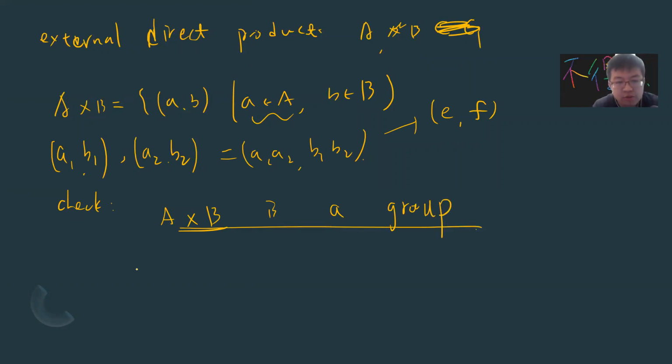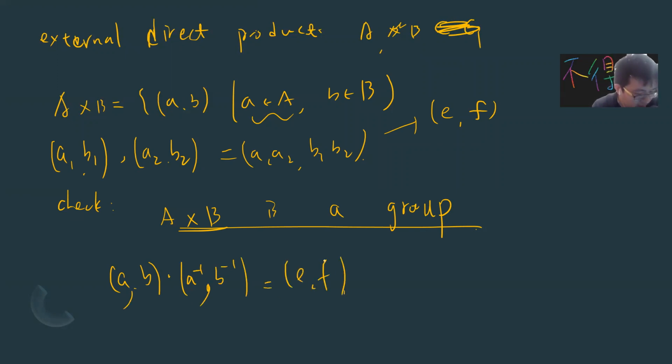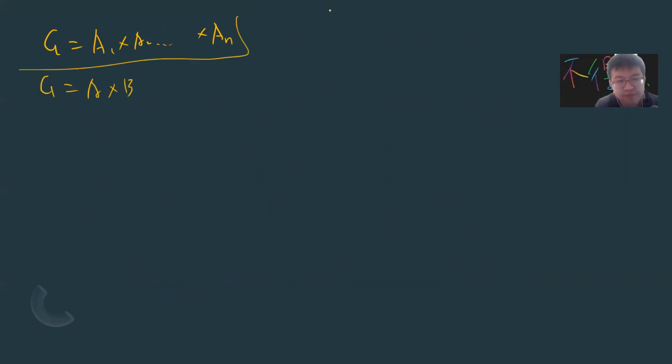Okay, and what is the inverse? So (a, b) inverse is basically (a inverse, b inverse), right? Very simple. The identity is (e, f). So this is called the external direct product. If G is A times B, then we say that G is an external direct product of A and B. You can also generalize this to many groups, but we are working on two of them.